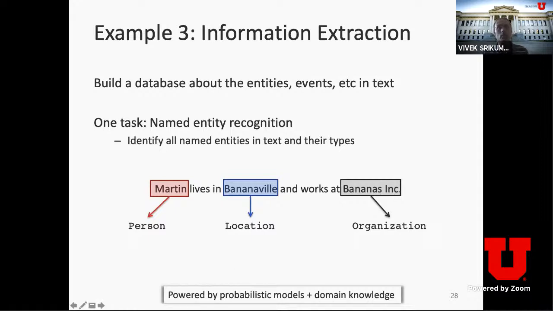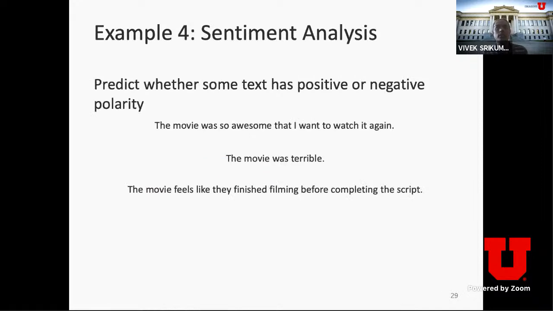Let me show you another example. Another task is sentiment analysis. The task here involves predicting whether some text has positive polarity or not. So you can have a sentence, the movie was so awesome that I want to watch it again. It's a positive review. The movie was terrible is a negative review.